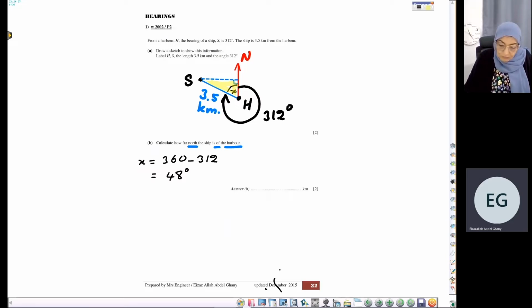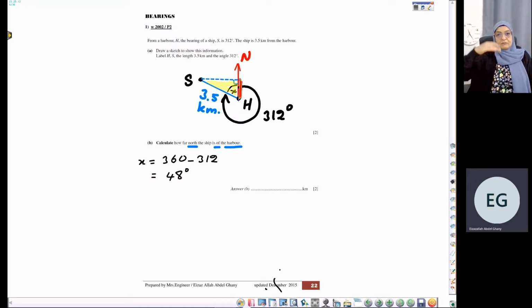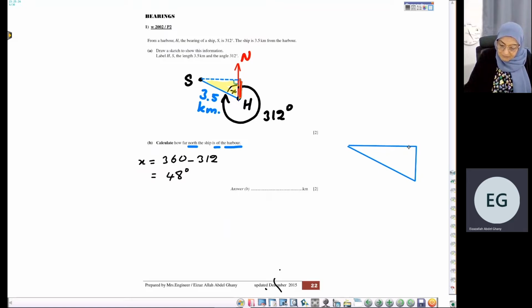You need to know this side of the triangle, because he wants you to find how far north the ship is from the harbor. It means above it. North means above it. By how many kilometers? In any type of trigonometry I prefer extracting the triangle, because when I extract it, it will be clearer.